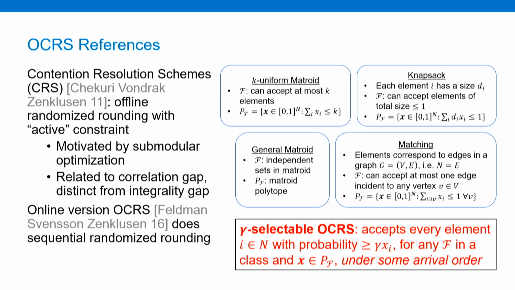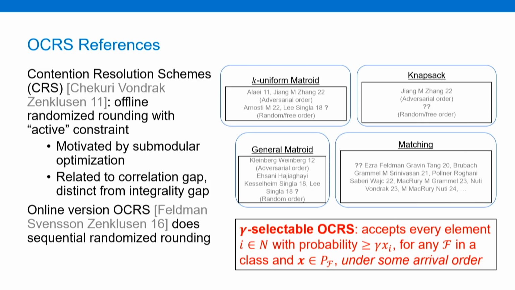So online contention resolution schemes were introduced in this paper, which is a form of sequential randomized rounding. I see the elements one at a time. I see whether each one's active, and I have to immediately decide whether to round it up or down. I'll just say this is a very active area of research. I'm going to quickly flash some references here.